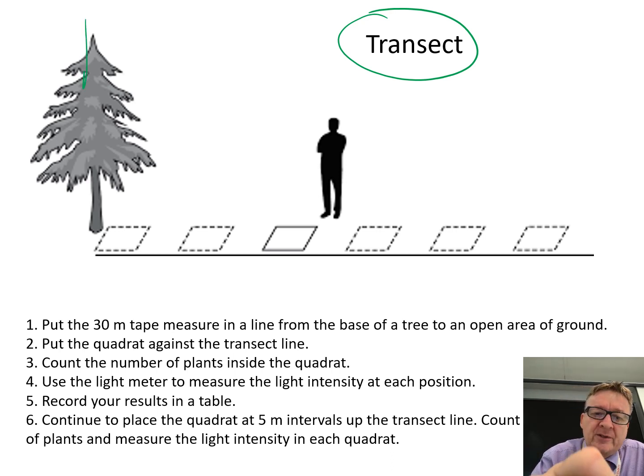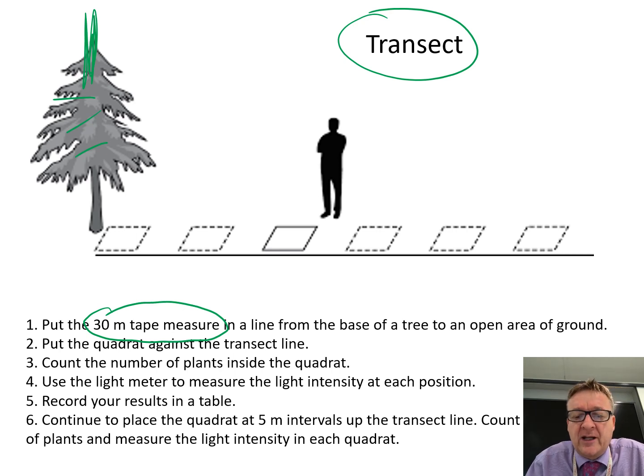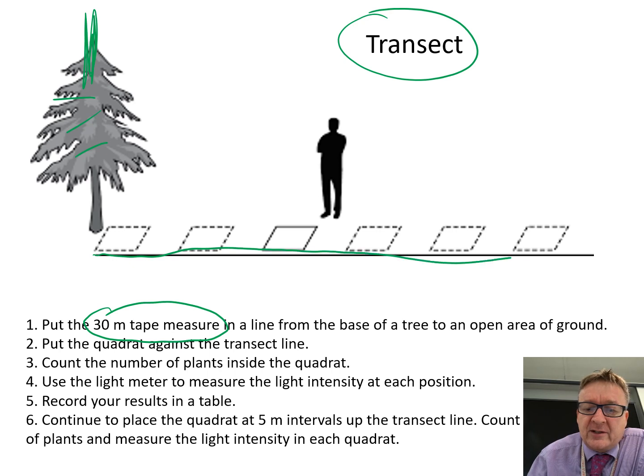On this one, we could start off with our tree. What we do is put our transect, that is a 30-metre piece of tape measure, in a line from the base of a tree to an open area of ground. So it starts there and goes 30 metres all the way to the end. So that's 30 metres.